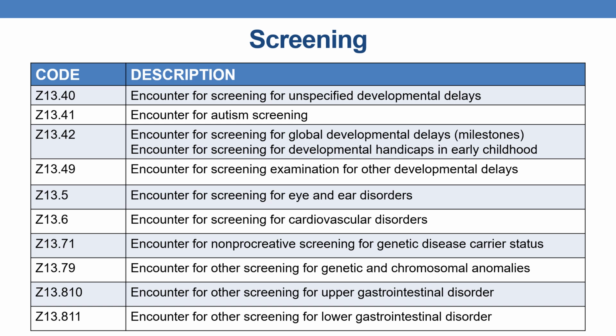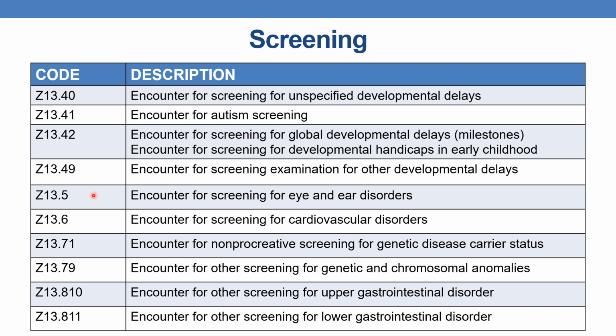The next code is Z13.40. It deals with encounter for screening for unspecified developmental delays. The next is Z13.41, encounter for autism screening. The next is Z13.42, encounter for screening for global developmental delays or milestones, or encounter for screening for developmental handicaps in early childhood. The next is Z13.49. It deals with encounter for screening examination for other developmental delays.